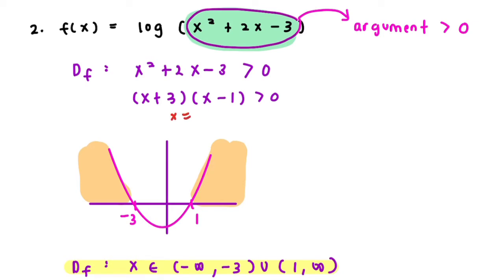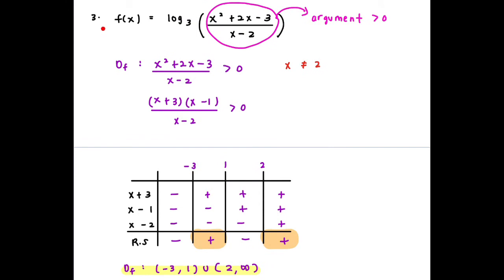Let's give out the zeros. x equal to minus 3 and 1. Okay, the roots. Fill in the roots here. So you want positive because more than 0. So you want this part here. So your final answer, x is from minus infinity until minus 3, union 1 until infinity. Make sure this is not included. Now let's see the third question.